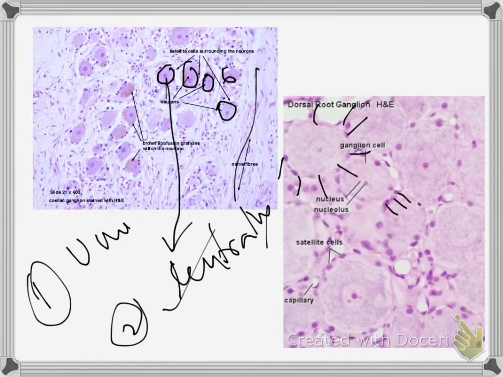You can see a lot of cells. Can you see the nuclei, the multiple dots? They are called satellite cells. So what are satellite cells? Only three points you should recollect.